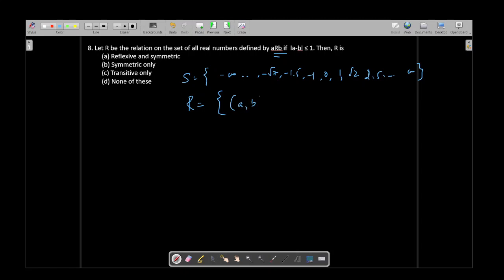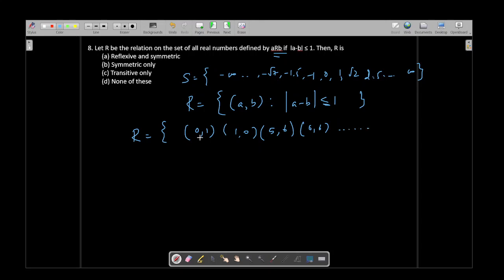We have to take two numbers a comma b such that modulus of a minus b is less than or equal to 1. For example, relations you can write as, let's say, 0 comma 1, because 0 minus 1 is less than or equal to 1. 1 comma 0 I can write, and we can write 5 comma 6 because 5 minus 6 is minus 1, modulus of minus 1 is plus 1, that is less than or equal to 1. I can take 6 comma 6, which is 6 minus 6 is 0, which is less than or equal to 1. There are so many things like this.